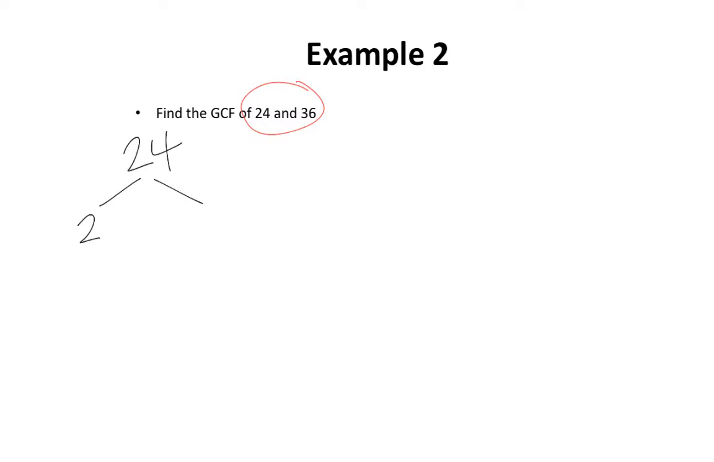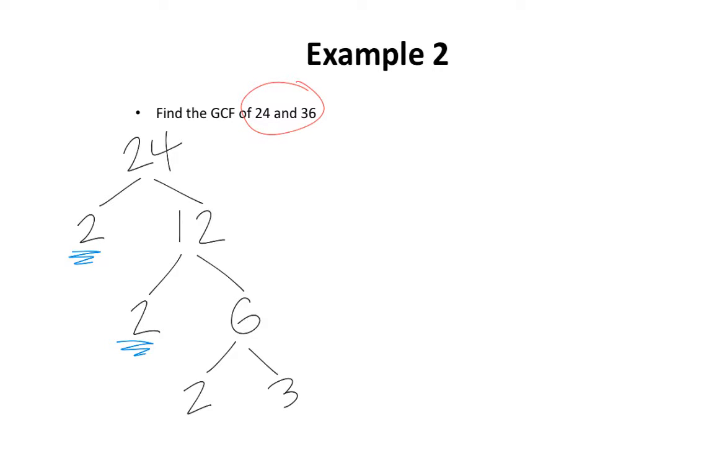I'm going to use 2 times 12. 2 is a prime number. 12 is not a prime number. Therefore, we repeat the process. Two numbers that multiply together to give you 12 are 2 and 6. 2 is a prime number. 6 is not a prime number, so we're going to repeat the process. Two numbers that, when multiplied together, will give me 6 are 2 and 3. 2 is a prime number. 3 is a prime number. Therefore, we can stop.